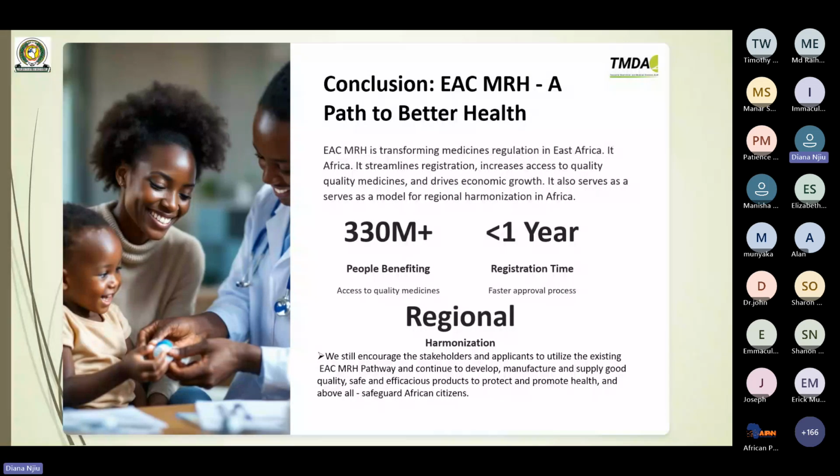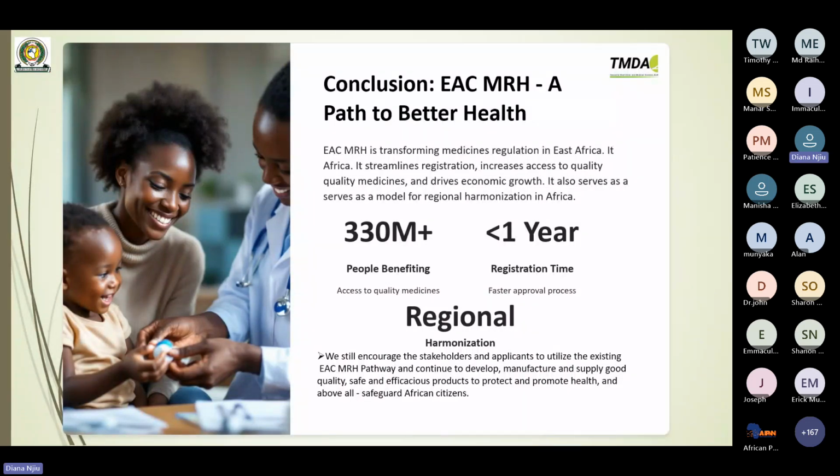For this, it serves about 330 million people, benefiting to access to quality medicines, whereby through this route, they've been successful ensuring registration time is conducted in a fast approved process for at least less than 1 year. And for this case, we still encourage the stakeholders, applicants to utilize the existing EAC MRH pathway and continue to develop, manufacture, and supply good quality, safe, and efficacious products to protect and promote health and, above all, safeguard all African citizens.